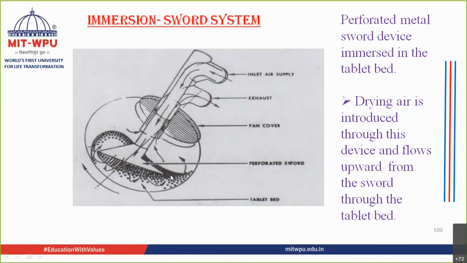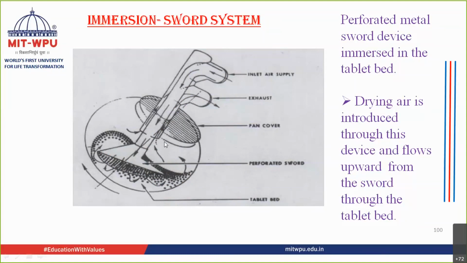Okay, this also. So what happens over here? Drying air is introduced through this device, and it flows upwards. So it goes inside the tablet, and then it moves upwards, right? And from the exhaust, it is getting removed, right? So it is somewhat an inside-out kind of system, right?